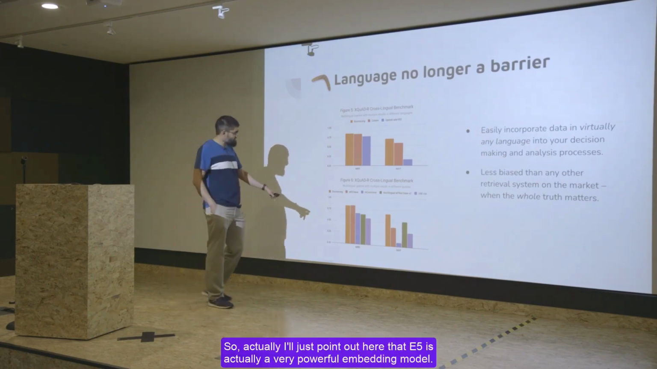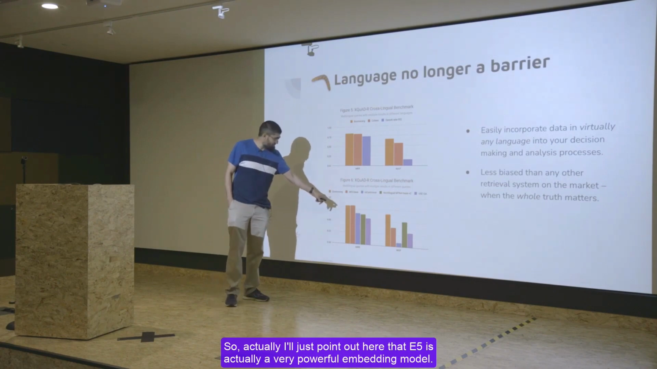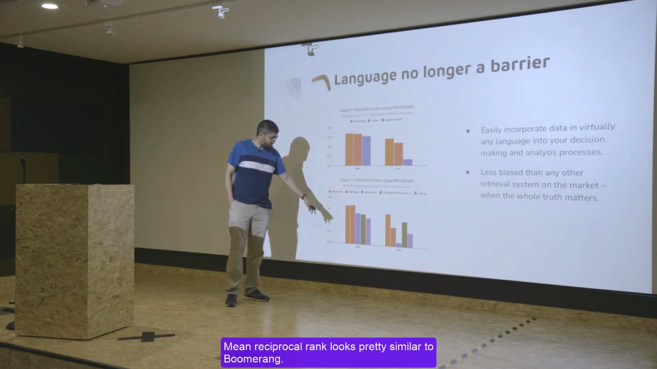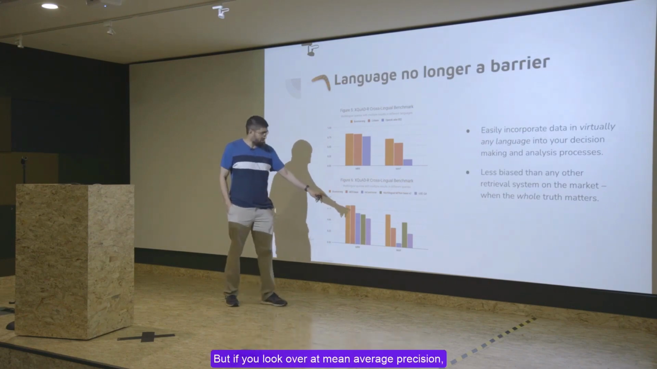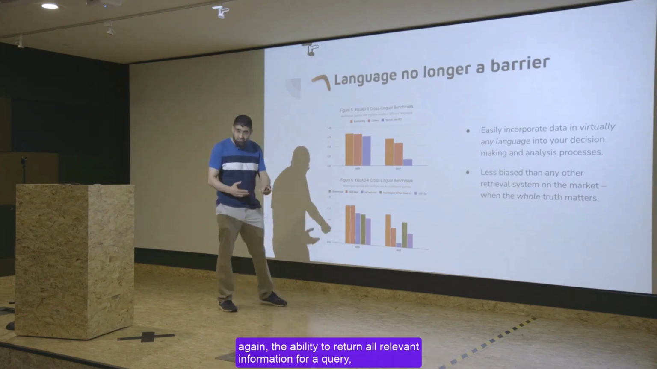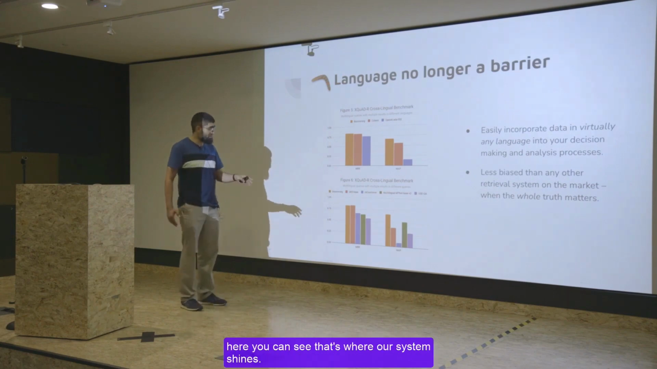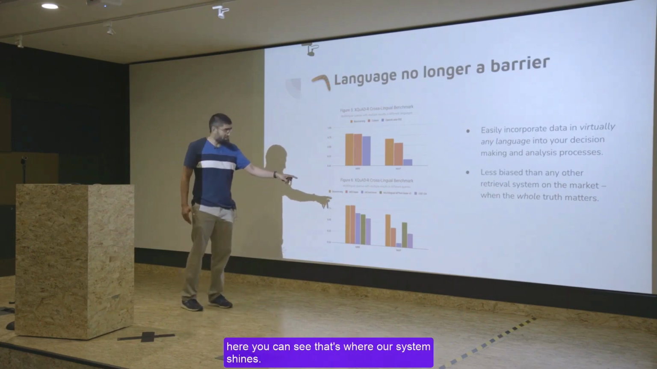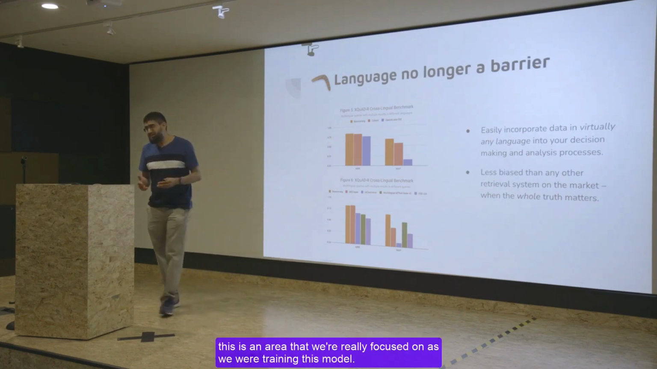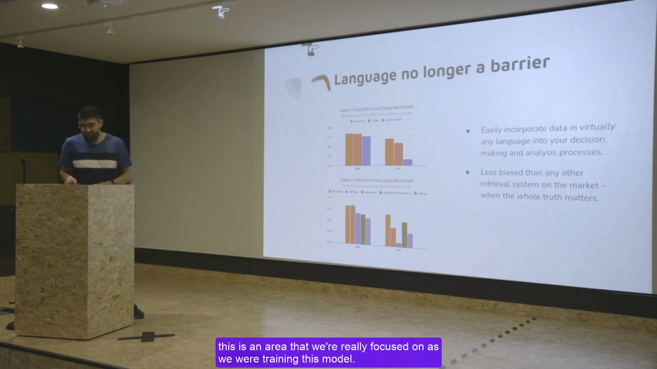So actually, I'll just point out here that E5 is actually a very powerful embedding model. Mean reciprocal rank looks pretty similar to Boomerang. But if you look over at mean average precision, again, the ability to return all relevant information for a query, here you can see that's where our system shines. And this is by design. This is an area that we're really focused on as we were training this model.